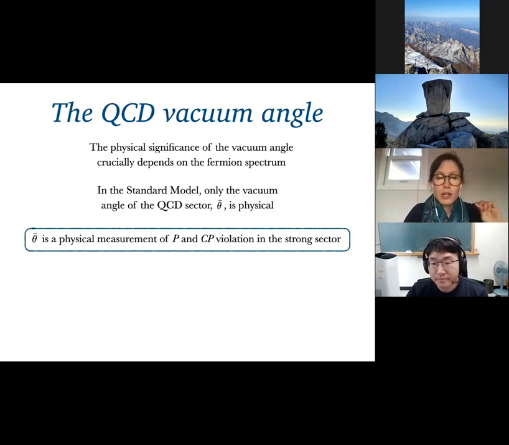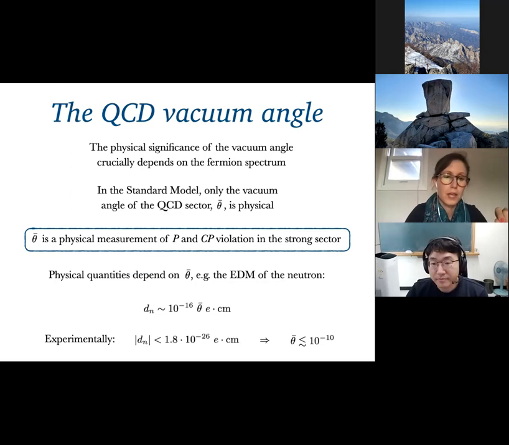In more general non-abelian theories that contain charged matter, the physical significance of this vacuum angle crucially depends on the spectrum of charged fermions. In the standard model, in particular, there is a single vacuum angle that is physical, which is the vacuum angle of QCD. And for historical reasons, it typically goes by the name of theta bar. As I said earlier, theta bar provides a physical measurement of both parity and CP violation in the strong sector of the standard model.